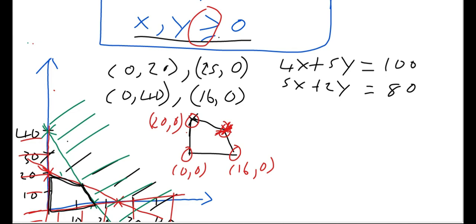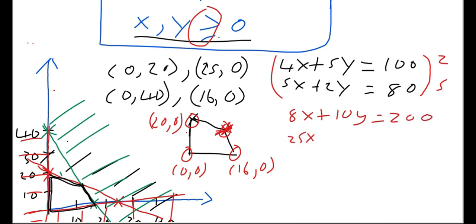So if I multiply with 5 on this side and 2 on, let's eliminate y. So now I multiply this side with 2 and this side with 5. So that I'm going to have 8x plus 10y is equal to 200. This side I also do 25x plus 10y is equal to 400. Okay, so now let's eliminate. Of course it's a minus, so we are going to have 8 minus 25.